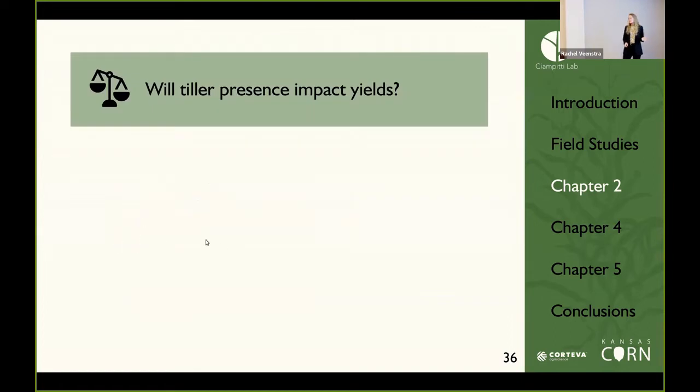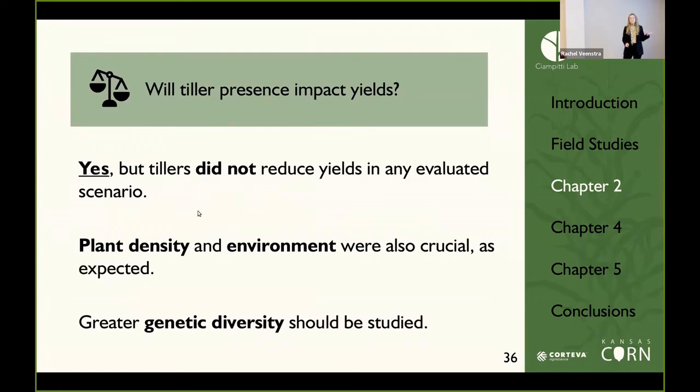So will tiller presence impact yields? Yes, it can. But tillers did not reduce yields in any of the evaluated scenarios that we tested. Plant density and environment, as expected, were important to determine the yield potential of these locations. And then greater genetic diversity should be included in the future to see if including more hybrids could change some of these relationships that we saw.